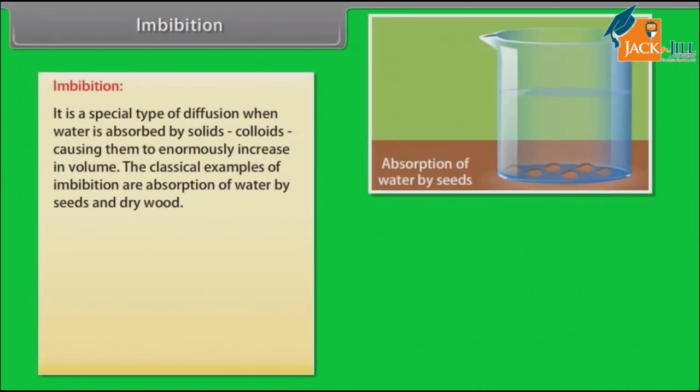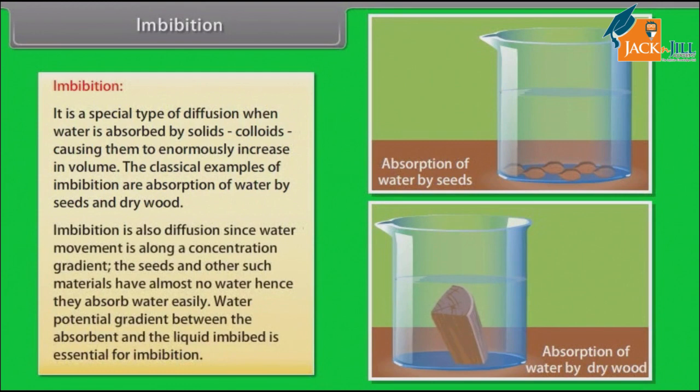Imbibition. Imbibition is a special type of diffusion when water is absorbed by solids or colloids, causing them to enormously increase in volume. The classical examples of imbibition are absorption of water by seeds and dry wood. Imbibition is also diffusion since water movement is along a concentration gradient. The seeds and other such materials have almost no water, hence they absorb water easily. A water potential gradient between the absorbent and the liquid imbibed is essential for imbibition.